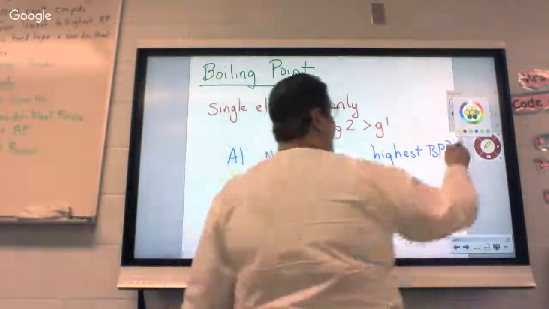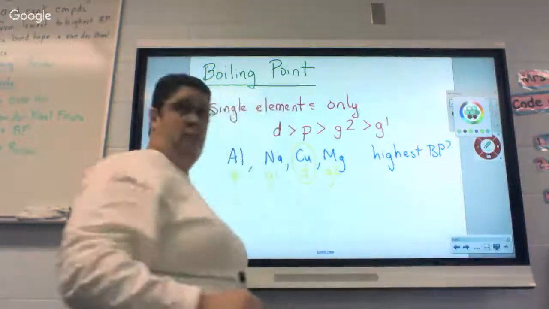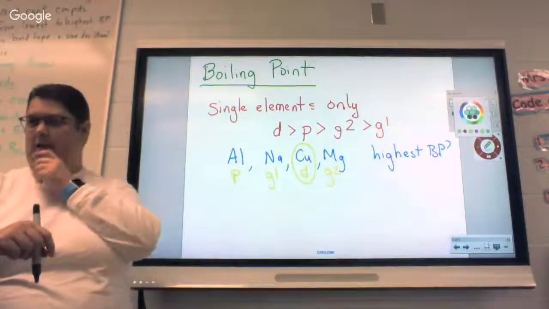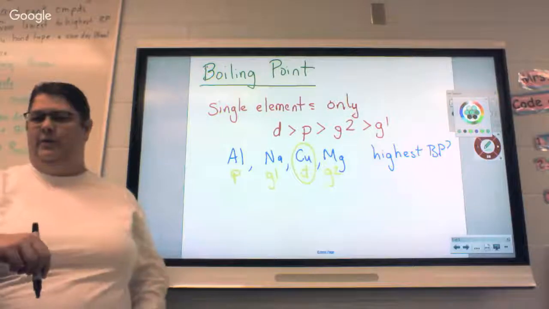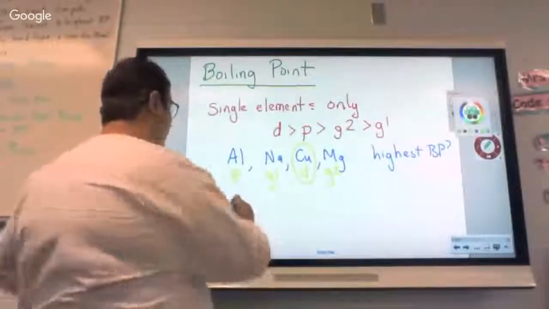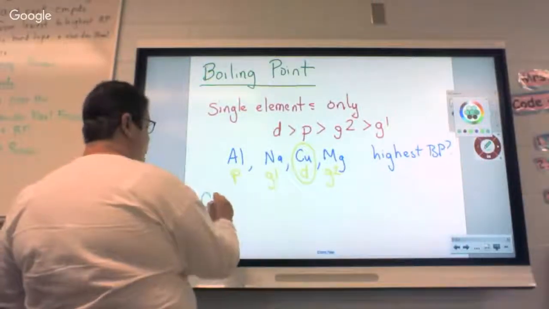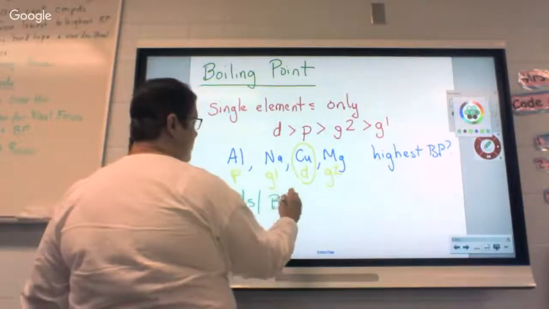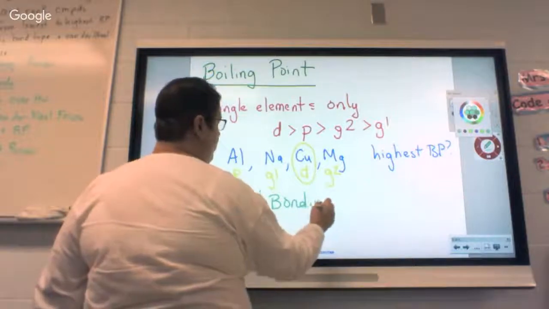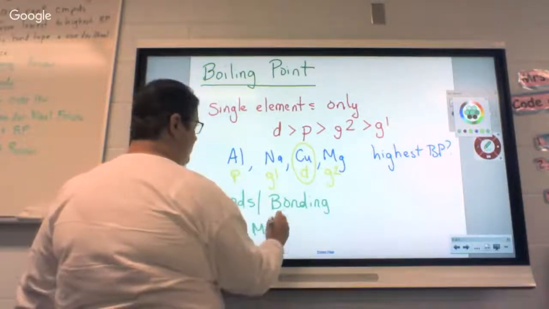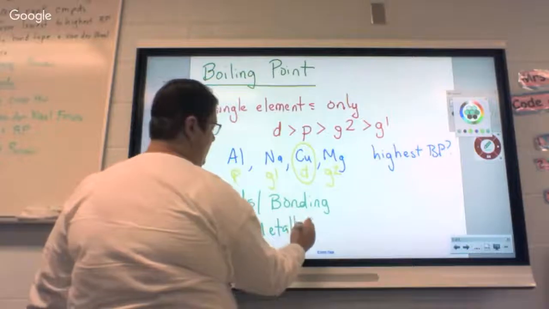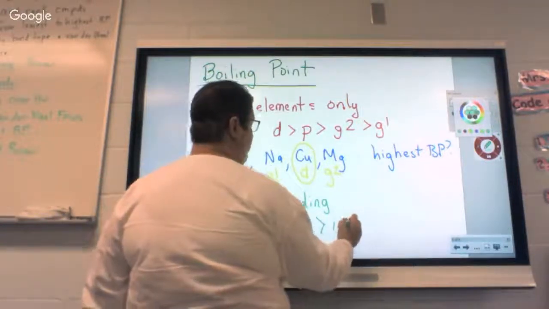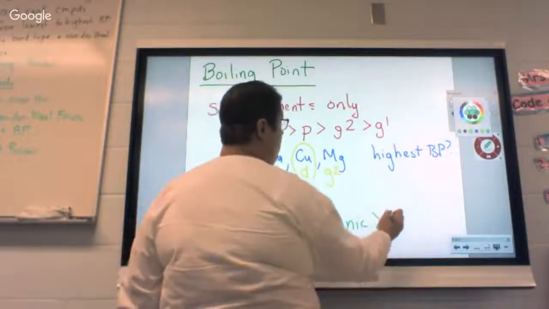Now, yesterday, before we left, we talked about bonds and who was the strongest and who was the weakest. So who was the strongest bond that we talked about yesterday? Metallic. Okay? So, we talked about compounds and bonding yesterday. We said metallic was stronger than who? Which is stronger than who? All right.